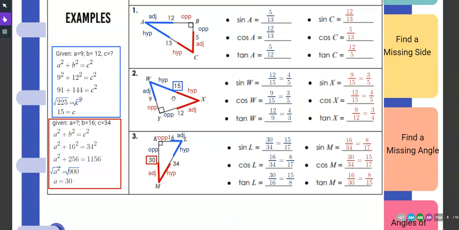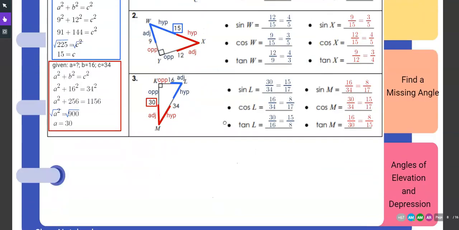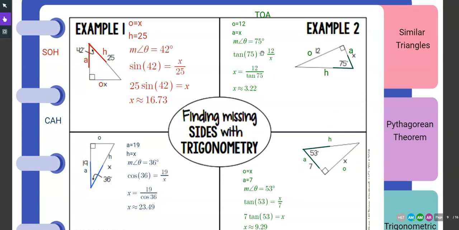For number 2 and 3, I did have to come up with the third side. This is the Pythagorean theorem formula that I used to do that, and found that the hypotenuse of triangle WYX is 15, and the missing leg of KLM is 30. And I put in all the same information. You'll notice on number 2 and number 3, I have simplified the ratios. I will not take off points if you don't most of the time, but it's a good idea to be in that habit.